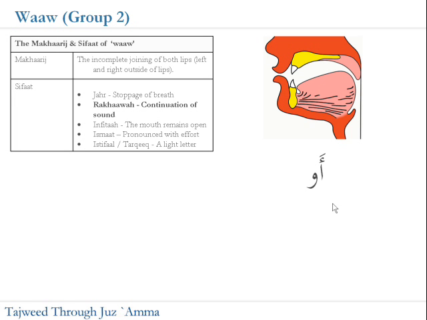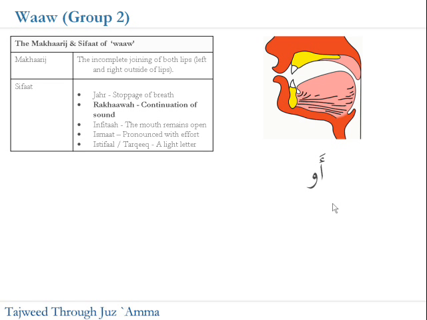Now the Wow is here as Ow. So it says the complete joining of both lips, and it's not the middle part of the lips that are joining, it's the outer right and left part. So essentially you make a nice round circle. Now with this we have the stoppage of the breath and the continuation of the sound. So when we say ow, the breath stops, but the sound carries on for a slight more time. And you'll notice when you say ow, the back of the tongue raises up.